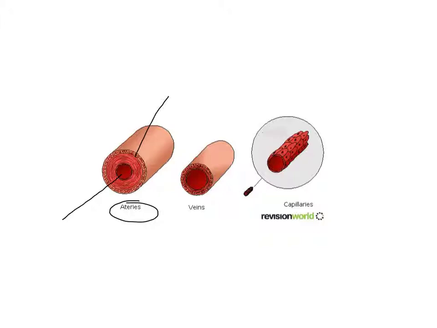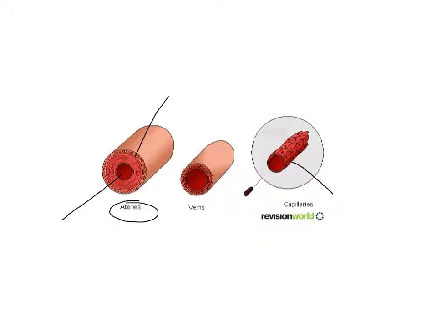Blood will then travel to capillaries. Now, capillaries allow substances to diffuse into and out of the blood into the cells in tissues. To help this process, capillaries have very thin walls. In fact, they're 1 cell thick. This enables easy diffusion of gases, for example, oxygen and carbon dioxide.